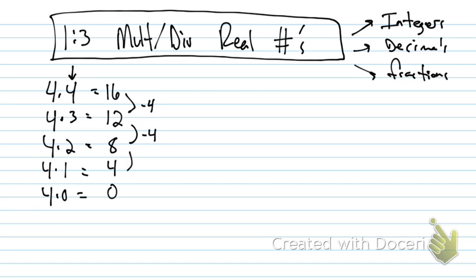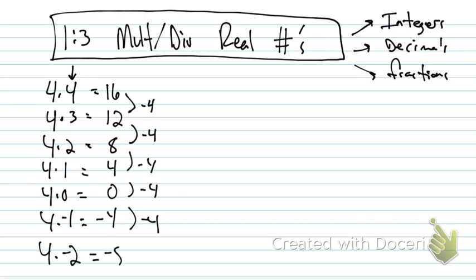Without even looking at my next problem, if I go down 4 again, I'm going to go from 0 to what? Negative 4. That's good. So if I multiply by -1, my product has to still go down 4 to -4. So this justifies why a positive times a negative is a negative. We good there? All we did is follow a pattern. Okay? So we're going to do that same pattern.